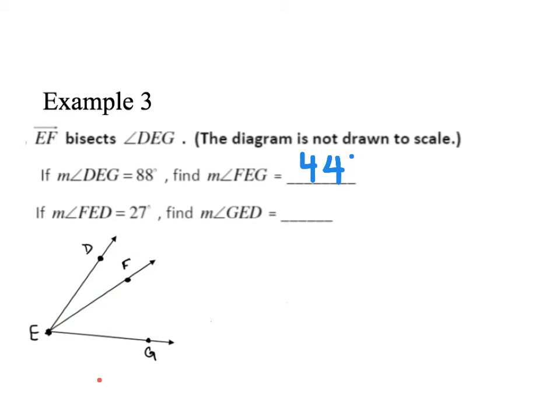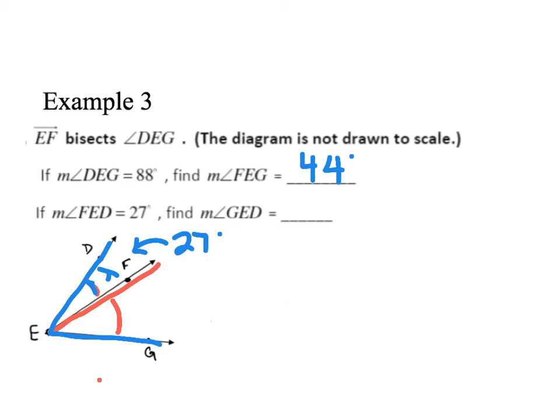Okay, same picture. EF is still the angle bisector. This angle and this angle are still considered to be congruent, except that this time they tell us that FED, this top angle up here, is 27. Okay, and they want to know what GED is. Well, GED is the entire thing.